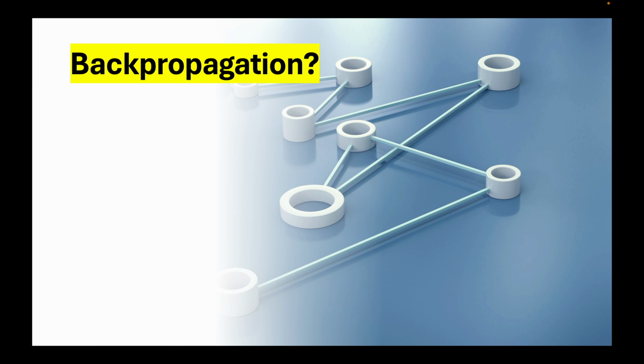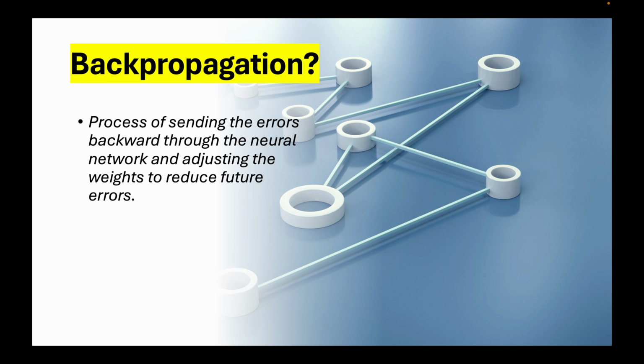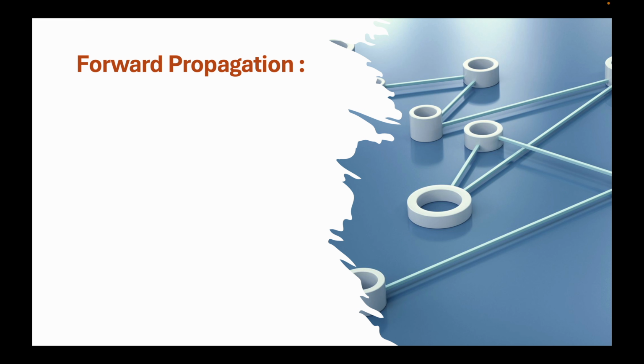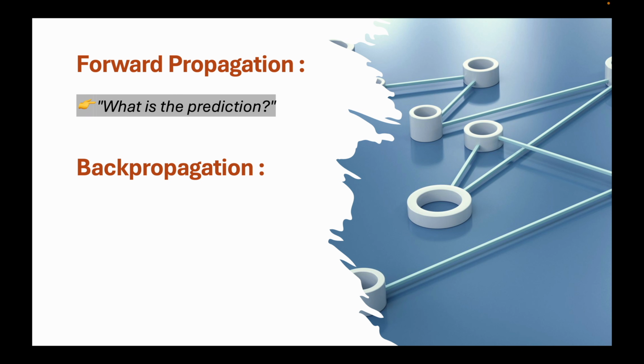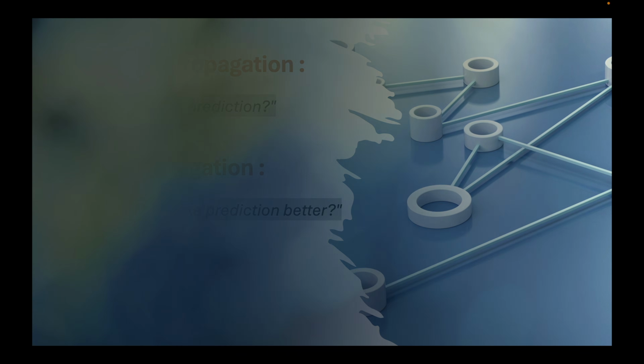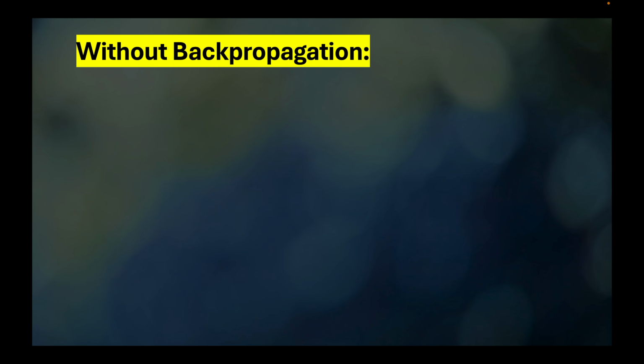What is backpropagation? Backpropagation is the process of propagating errors backward through the neural network and adjusting the weights to reduce the future errors. Forward propagation helps to find what the prediction is, whereas backpropagation says how we can make our prediction better.